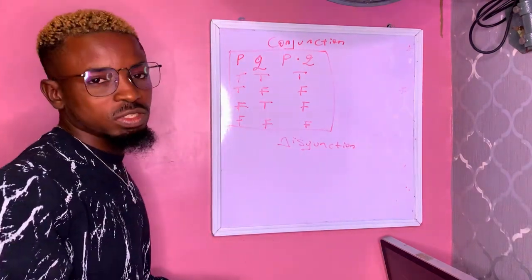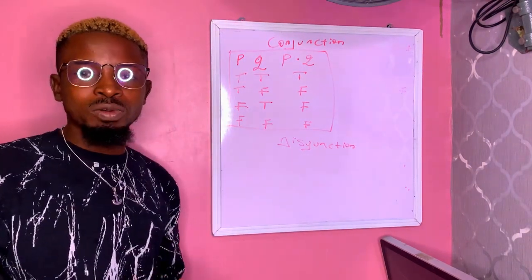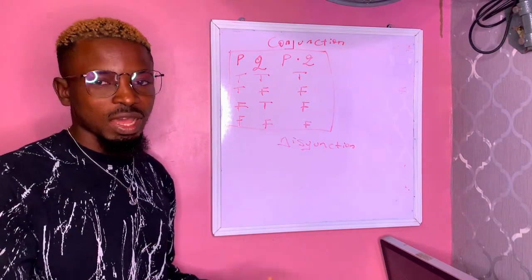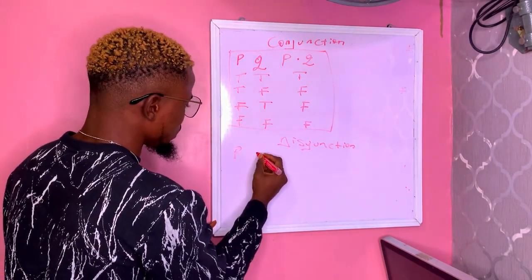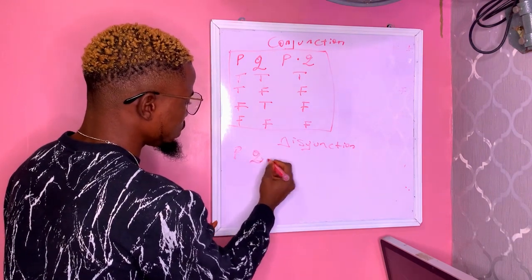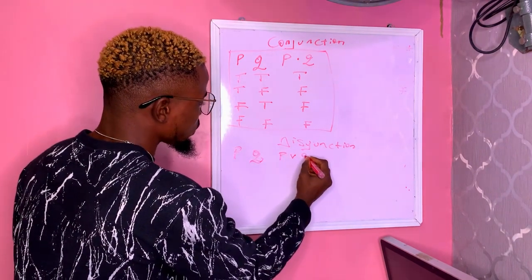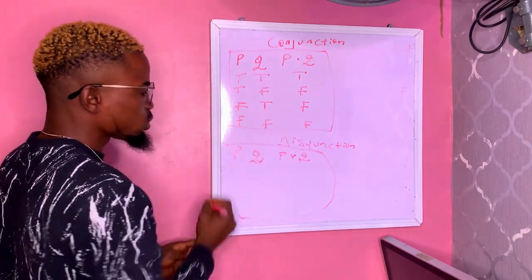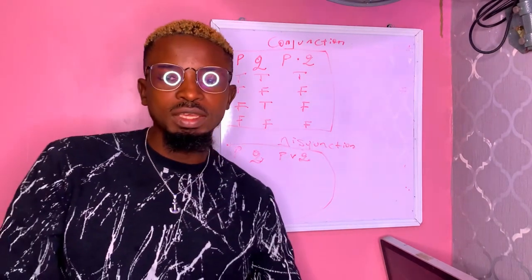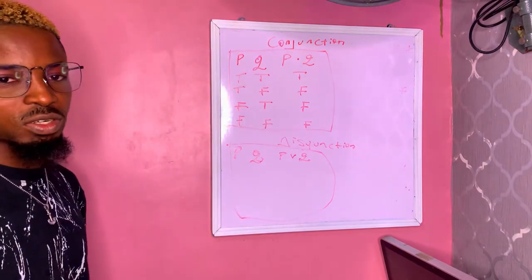The rule of disjunction states that a disjunction is only false when both disjuncts are false. In other words, let's say we have P, which is the first disjunct, and Q, which is the second disjunct, then P or Q is the disjunctive statement together. So a disjunction is only false when both disjuncts are false.